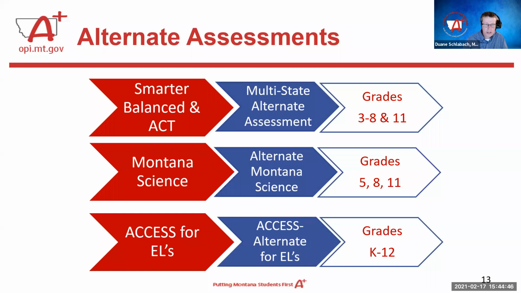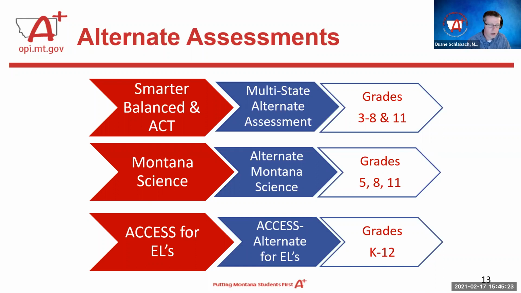The alternate for the Montana Science Assessment is the Alternate Montana Science Assessment for grades 5, 8, and 11. And keep in mind, when I created this, I did not include Montana Science on the far left and ACT, because the Montana Science General, and that was a mistake and oversight on my part that I just picked up on now. So I apologize for that. The Montana Science and ACT covers that 11th grade. Montana Science covers 5 and 8. Alternate Montana Science covers grades 5, 8, and 11.